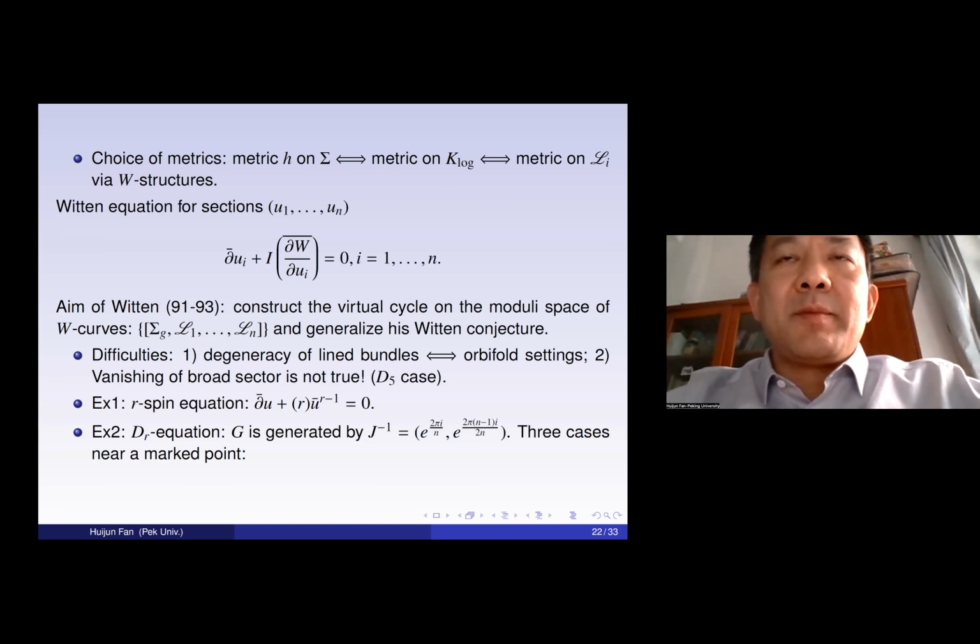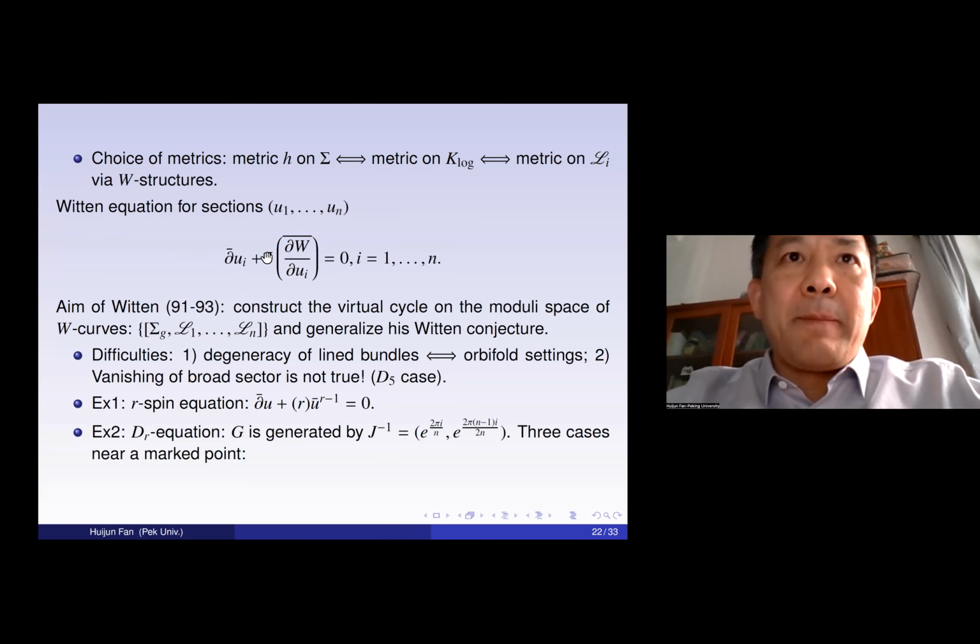So with those geometric settings, we have the following definition of the Witten equation. The Witten equation is the equation for the unknown sections U1 to UN. Each UI is a section of the line bundle Li. They should satisfy the following nonlinear Cauchy-Riemann system: d bar UI plus this nonlinear term should equal 0. Here the term is defined by the metric, which gives an isomorphism to some line bundles.